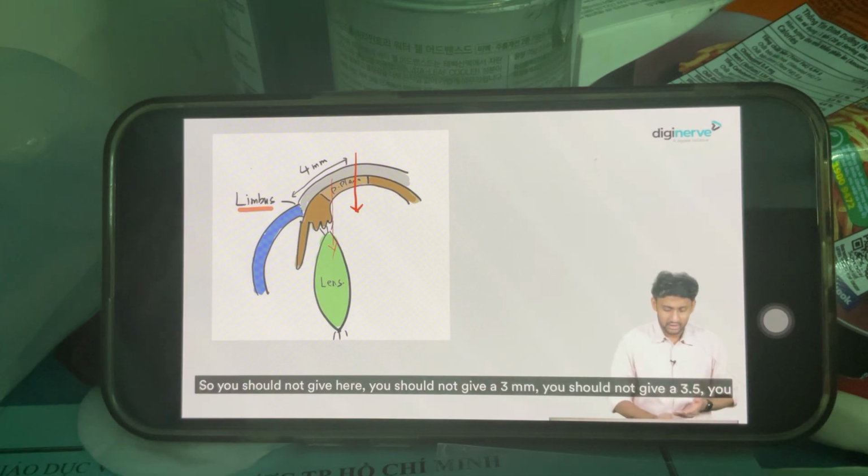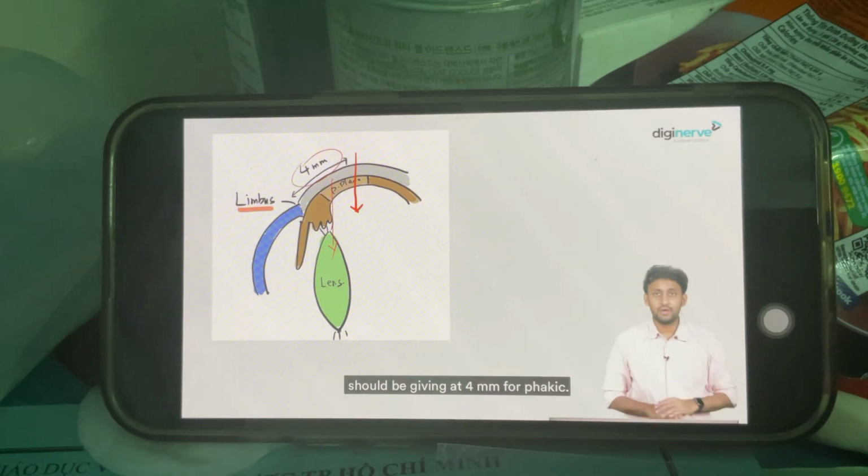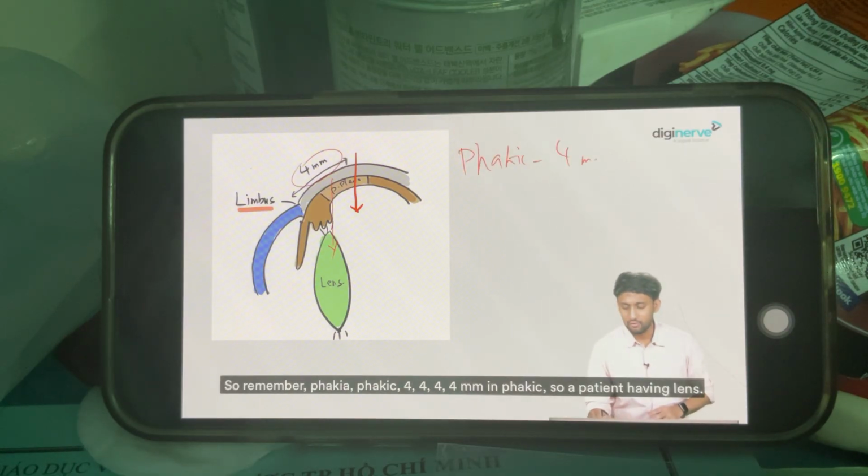So you should not give here. You should not give 3 mm. You should not give 3.5. You should give 4 mm for phakic. So remember, 4 mm in phakic.